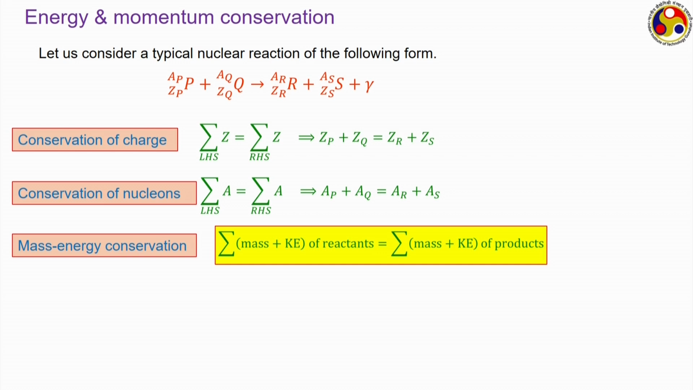So, mass and energy should be considered together, and hence we have to see this conservation equation as mass energy together. So, that is the summation of mass plus kinetic energy of the reactants should be equal to mass plus kinetic energy of the products.